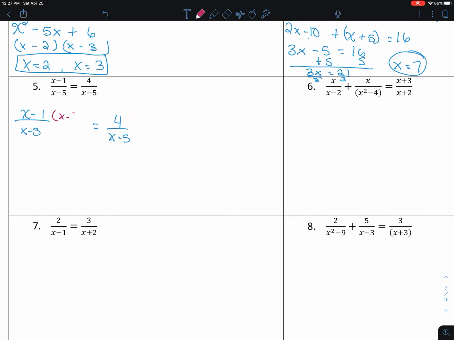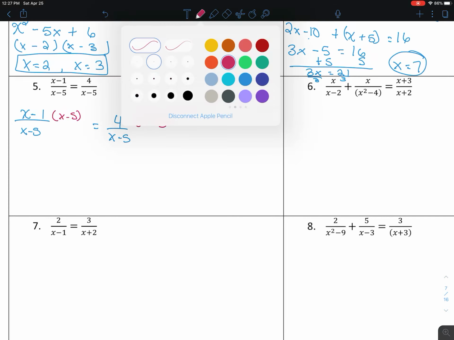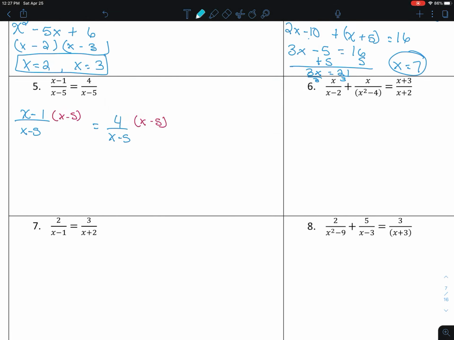And then showing that I'm multiplying by the LCD, I'm going to show you that I multiply both sides by x minus 5. And then what happens to each of those? So this cancels. This is easy. And this cancels, and I get 4. So solving for this, adding 1 to both sides, because it's just a regular one-step equation, I get x equals 5.